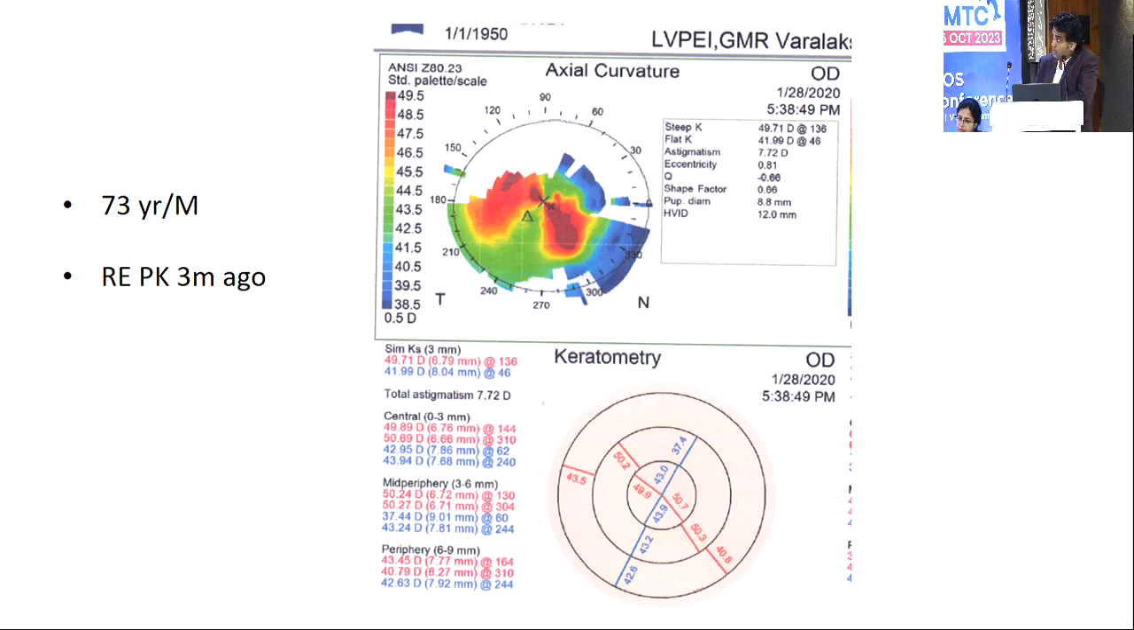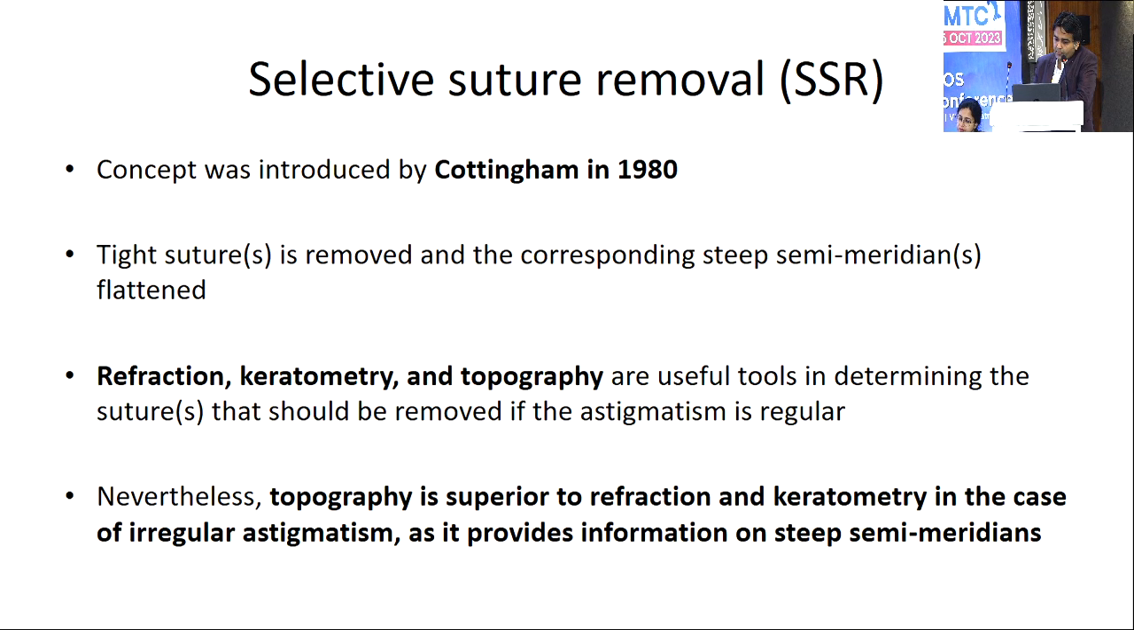In this topography, as you can see, there is 7.72 diopters of astigmatism, and to tackle it, you can start suture removal at 3 months by removing two sutures at each steep hemimeridian. This concept was given by Cottingham in 1980. What we do is remove the sutures in the steep hemimeridian and the corresponding opposite steep hemimeridian. After suture removal, it will become flattened.